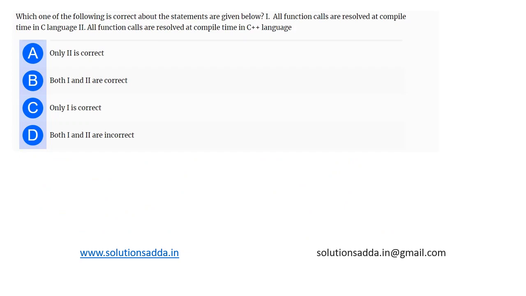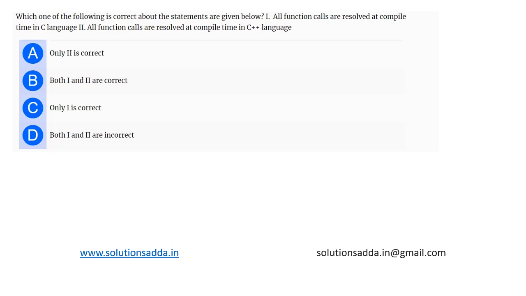This is a question from programming languages. Which one of the following is correct about the statements given below? All functions called are resolved at compile time in C language. All function calls are resolved at compile time in C++ language. Actually, what is the concept of binding? Binding refers to the process of converting identifiers into addresses. Binding is done for each variable and function. C supports early binding in which all functions related to their function calls are resolved at compile time. C++ supports both early binding and late binding.